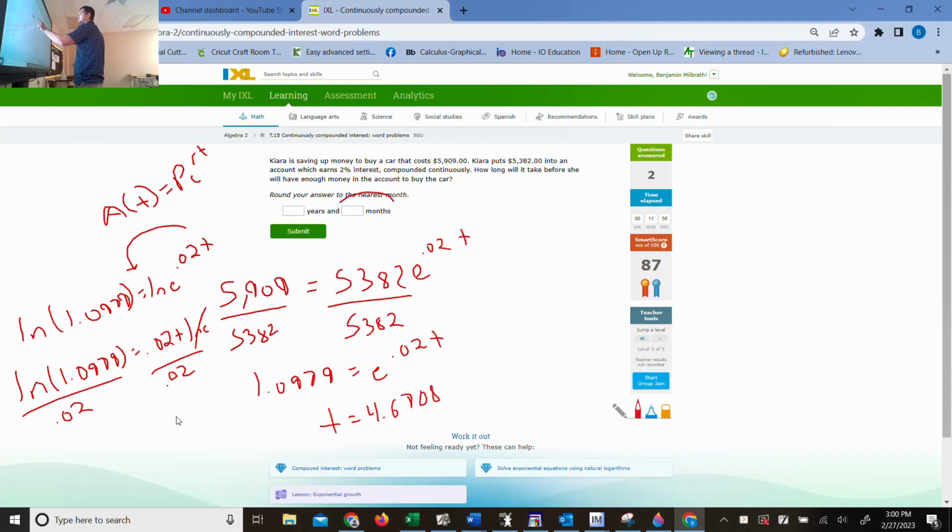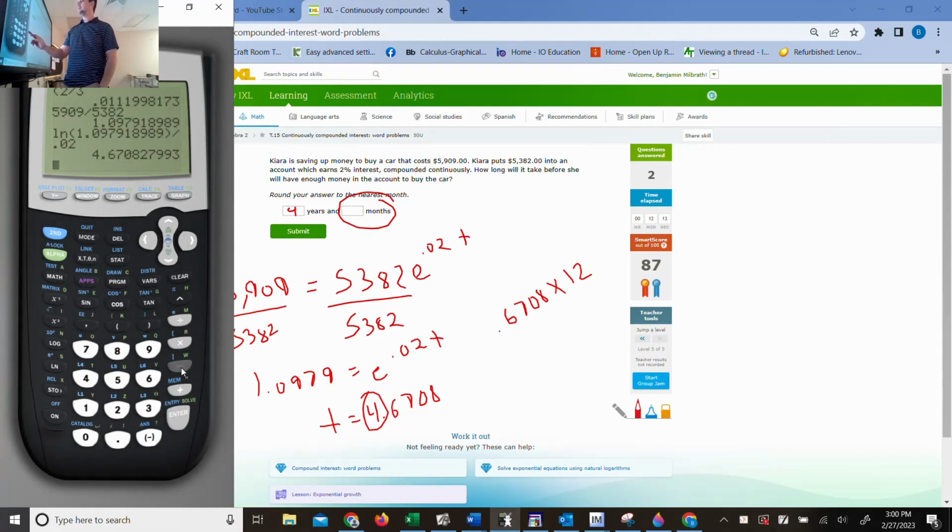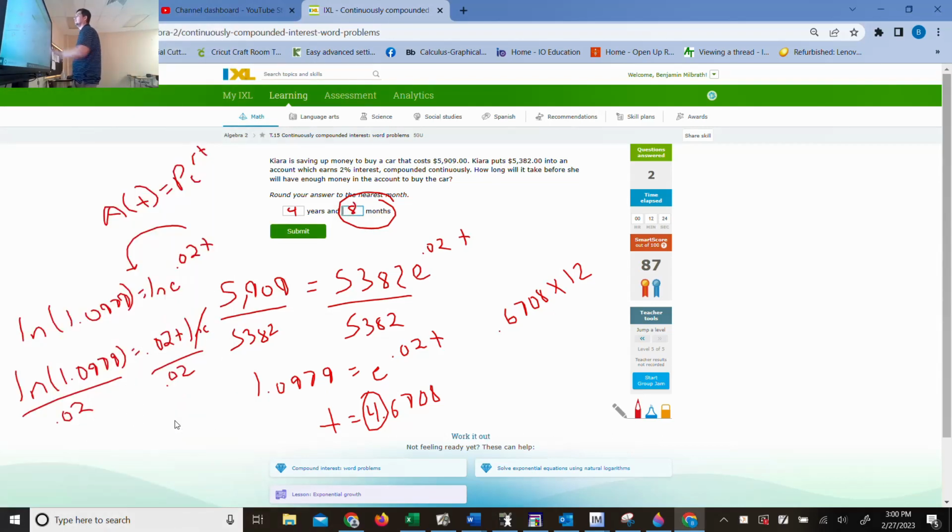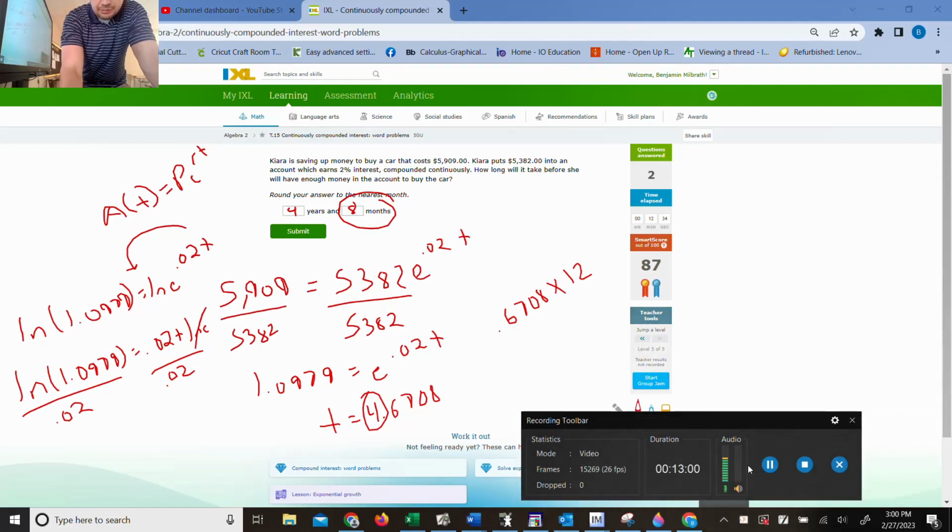Oh, look, they want years and months, don't they? That's nice. So it's definitely going to be 4 years because there's a 4 there. Then you have to figure out what 0.6708 times 12 is. You should be able to do that. So I'm going to take away that 4, multiply it by 12, and they want nearest month, so 8 months on that one. And that's what I'm done with this one. So this is going to a 9095 as well. And there you go. There's your IXL, and I don't think you'll be able to use PhotoMath, but I could be wrong.